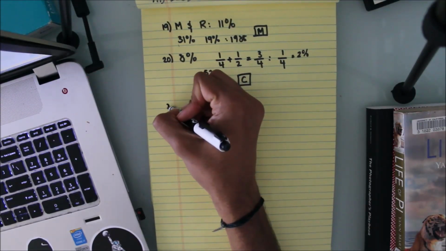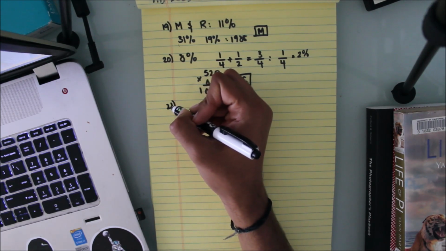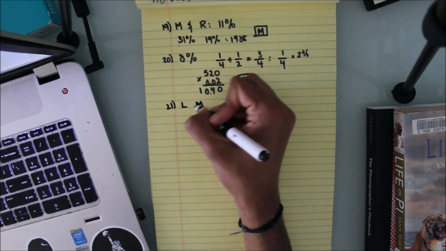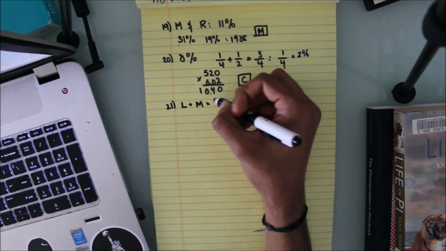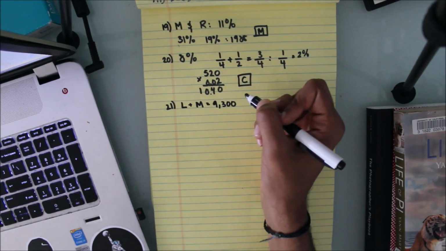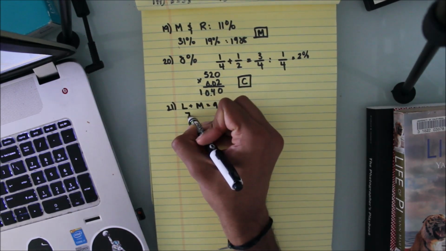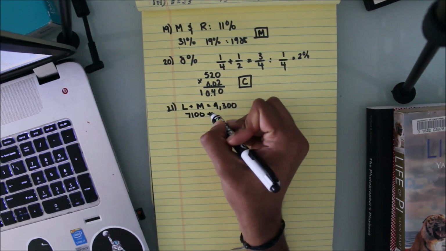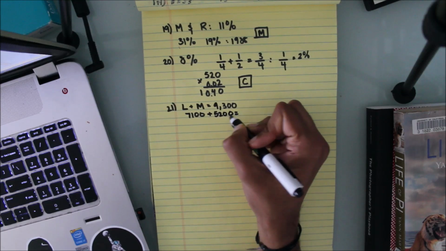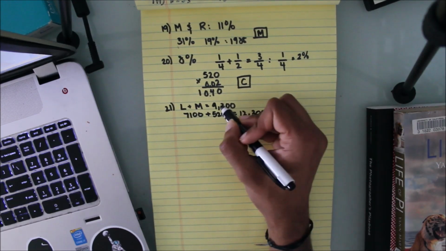Okay, so now let's look at 21. So this question is saying that there are these 2 music distributors, L and M, and in total they sell 9,300. That's how many titles they distributed. So we know that L is 7,100 and M is 5,200. So if we add these 2, the total would come out to 12,300. And clearly this value is bigger than this value.